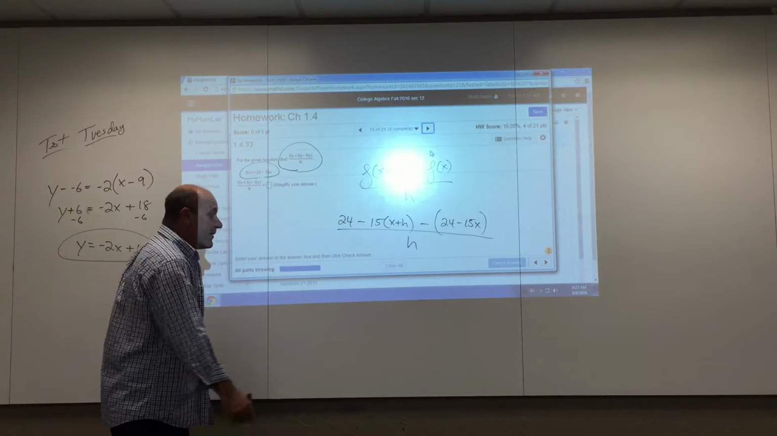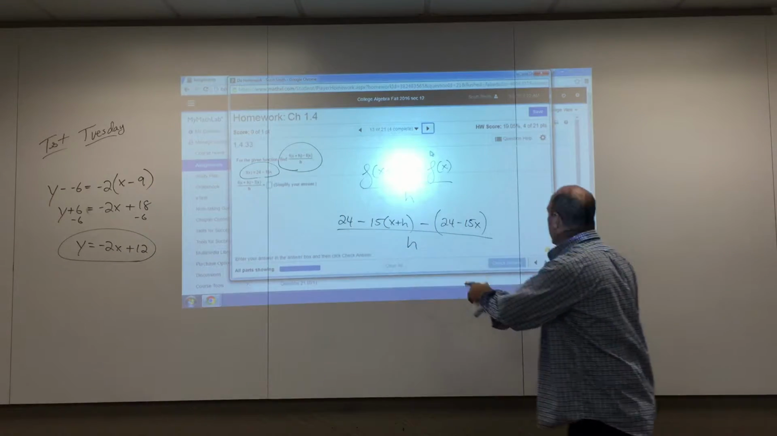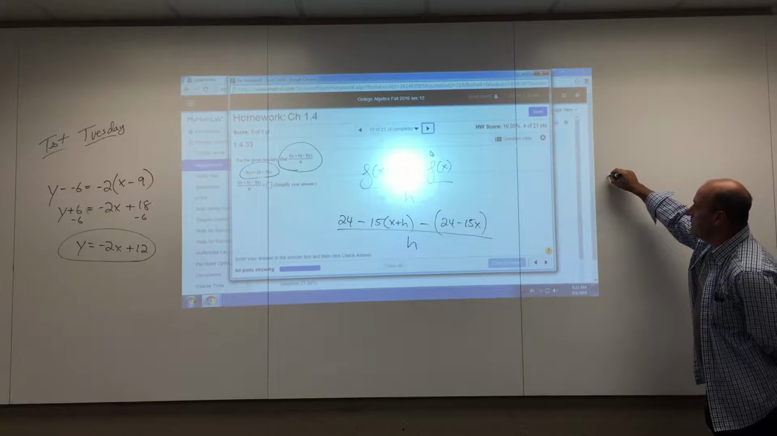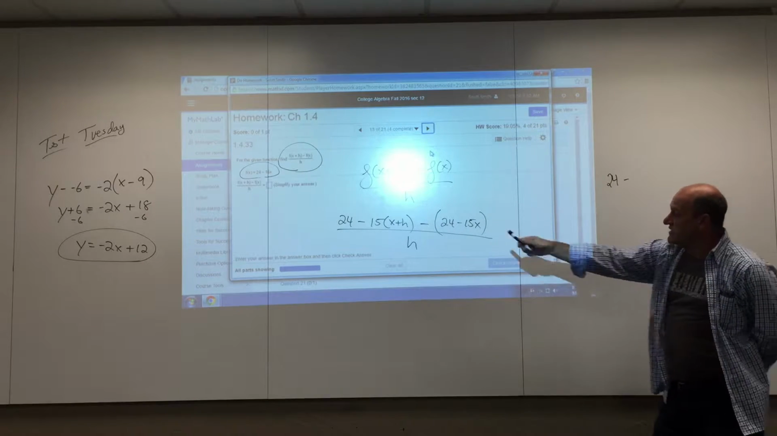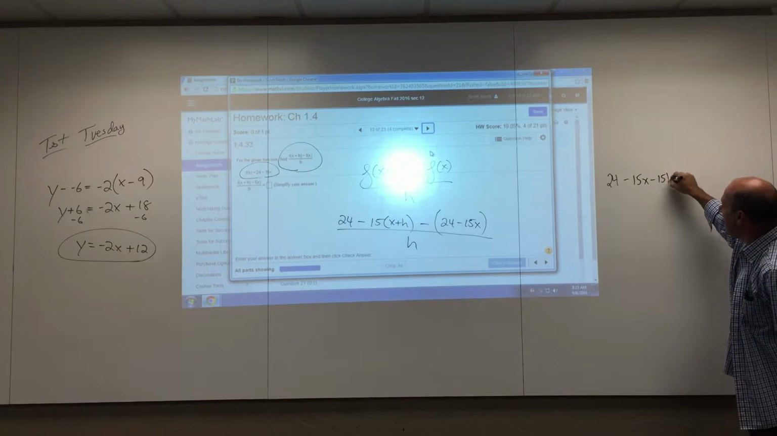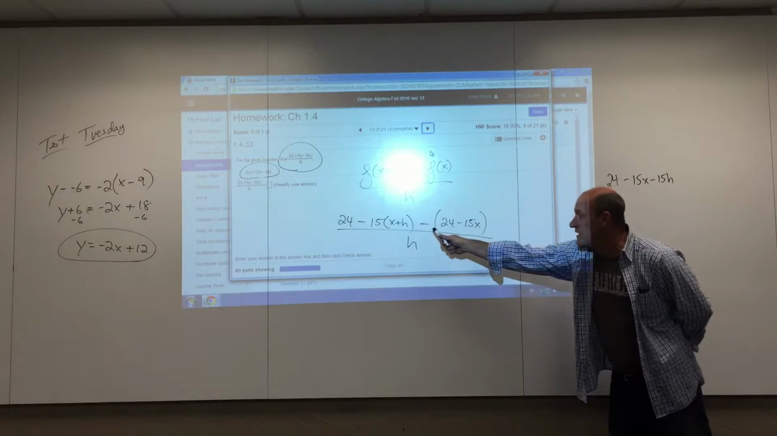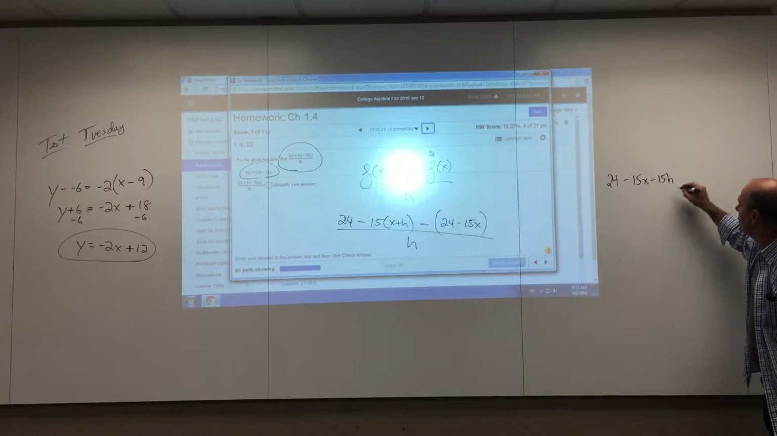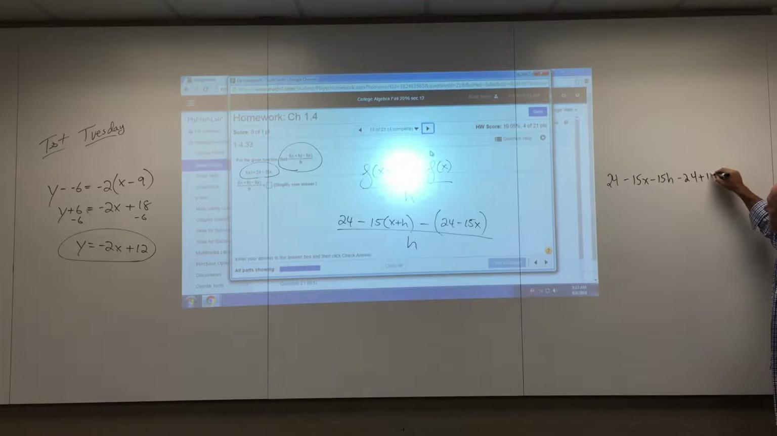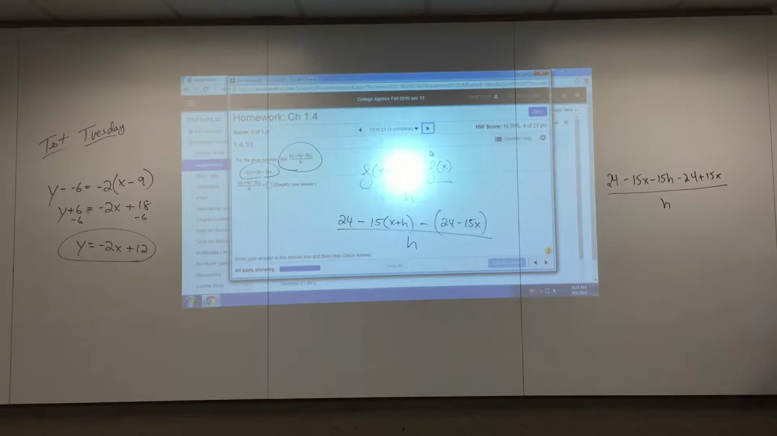When you clean it up, watch what happens. I'm just going to move over here a little bit where I got some room. I'm going to go 24 minus, I guess I'm distributing the 15, 15x minus 15h. If I distribute the negative, here comes a negative sign. I'm going to distribute that. Negative 24 plus 15x all over h. And like I said, it cleans up beautifully. Things cancel usually. Watch this.